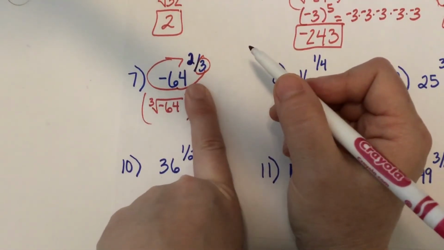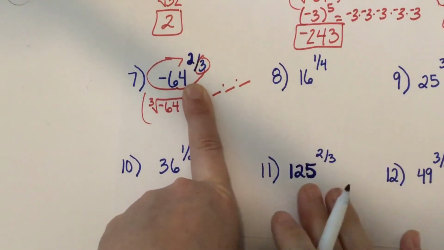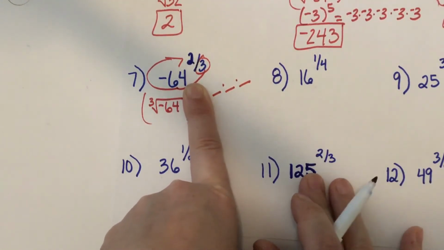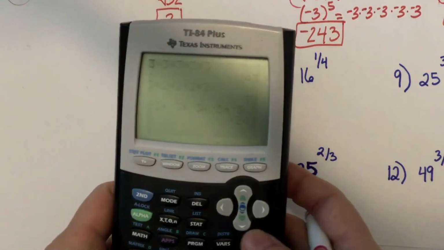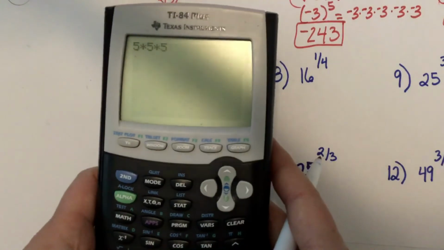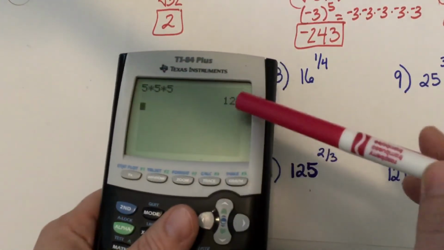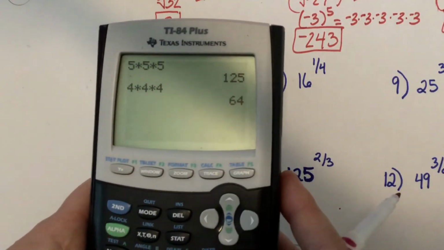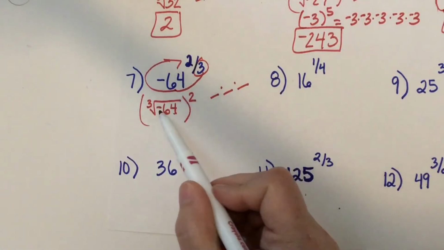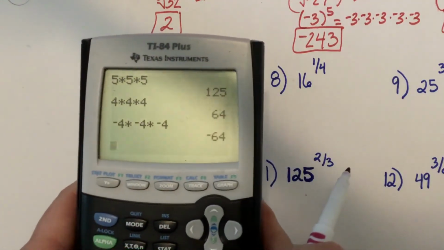All right, what's the cubed root of negative 64? What times what times what, 3 times, would make a negative 64? And if you have to play with your calculator, 5 times 5 times 5, no, that's too big because we want a negative 64. 125 is too big. If I tried 4 times 4 times 4, that's a positive 64, but I want a negative 64, so let's try negative 4 times negative 4 times negative 4.